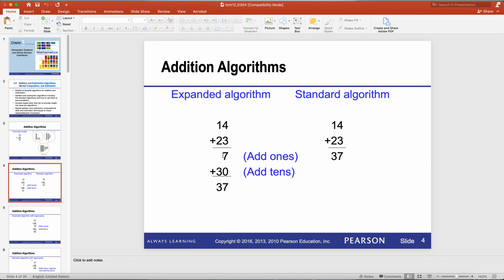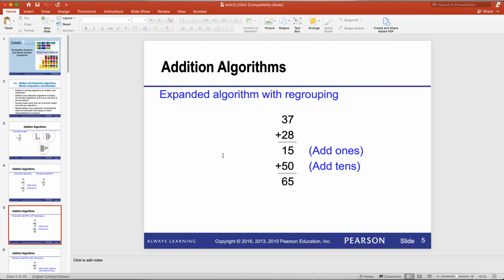At first glance, it seems like, well, this is just much more complicated than I want to teach students. But as we move into the concept of borrowing and subtraction, this is laying the foundation for that. So it's just basically trying to regroup the numbers by tens so that you can add easier.